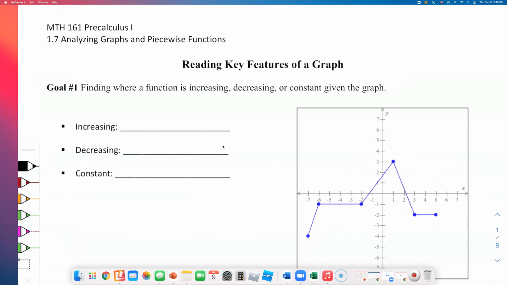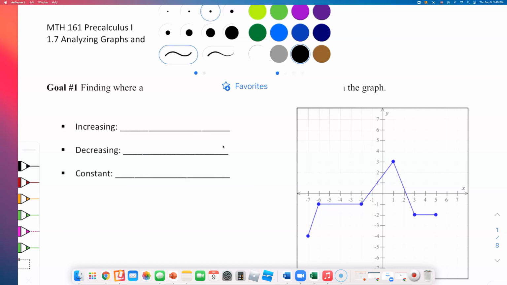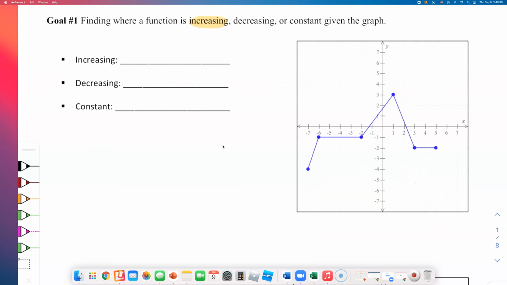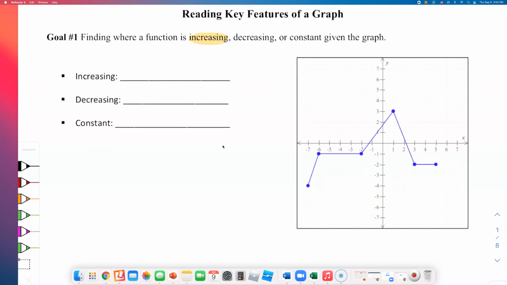In this video, we will find where a function is increasing, decreasing, or constant. So I'll go ahead and start highlighting some of these parts. Increasing means going up from left to right. So if you look at this picture, I'm going to highlight every section that is going up from left to right.